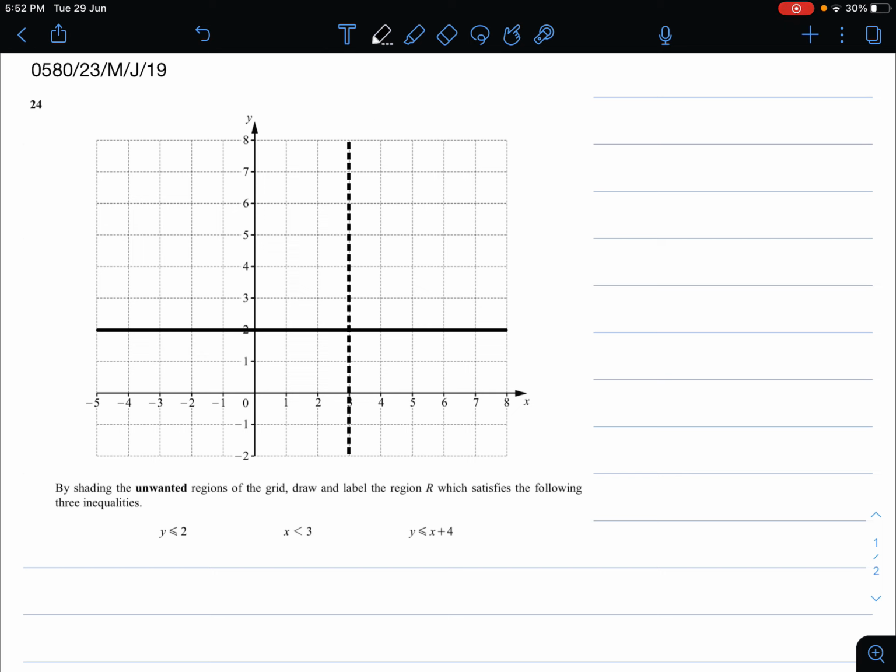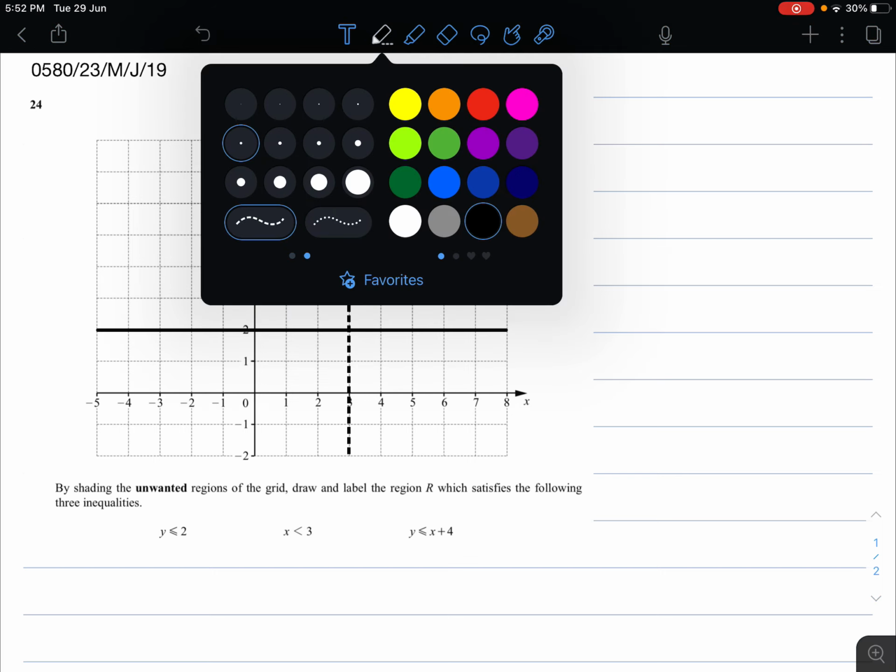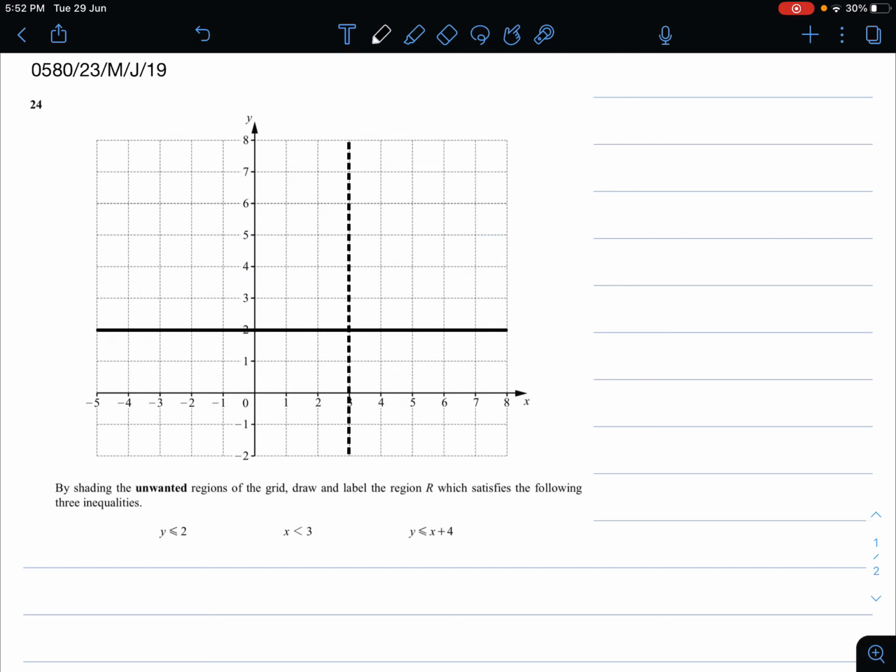Next, y is less than or equal to x plus 4. For this you can input points. Let's make an xy table here, and you can input say 3 points: x as 0 in one of them, y as 0 in one of them, and x as 1 in one of them.